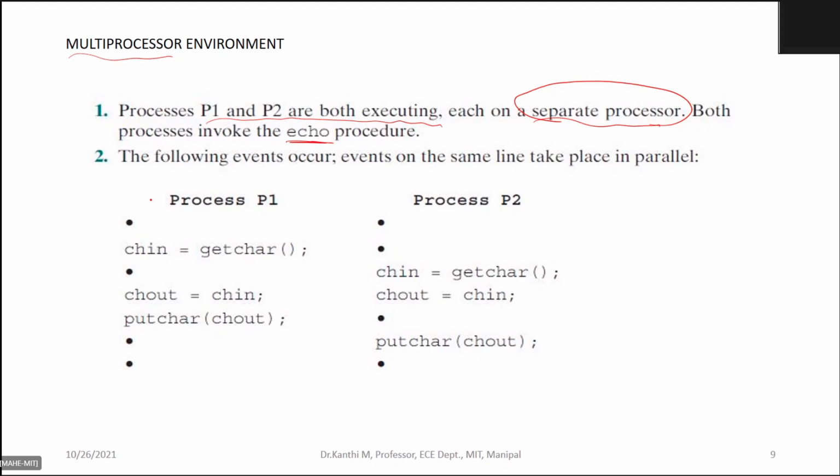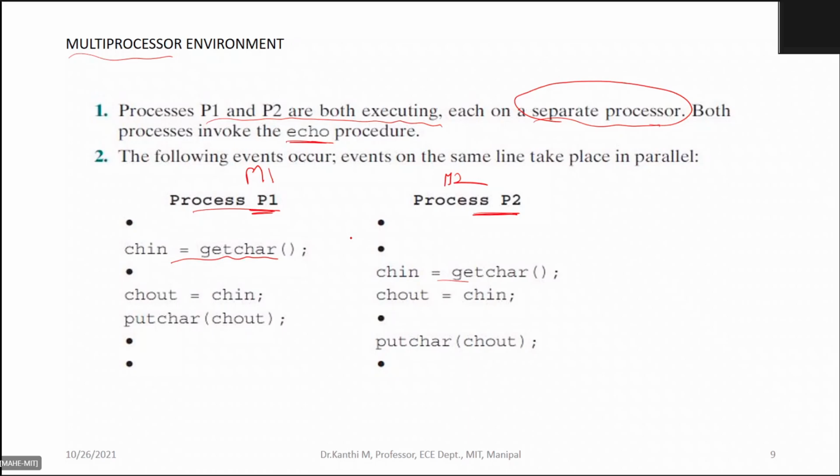That is, events on the same line take place in parallel. Say process P1 and process P2. This one is on processor 1, and maybe this is on processor 2. I'm running this on different processors. Maybe I use this function, and then after, somewhere here, process 2 is trying to make use of this function, and we can see how the common procedure is used by the different processes on the different processors.